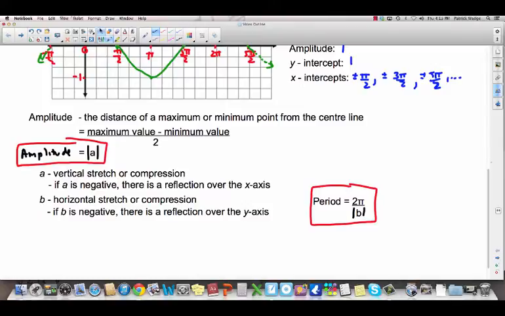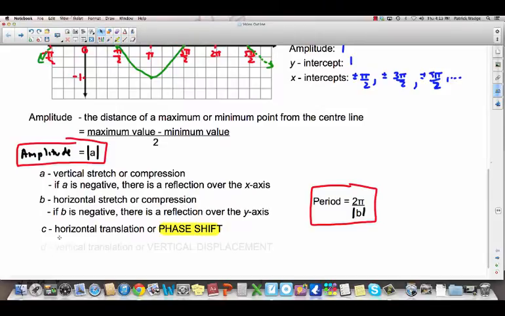Okay, next, C. C, just like before, is a horizontal translation. You also call it a phase shift, only when you're talking about trigonometric functions. No idea why they couldn't do that all the time, but that's what they do in this case. And D is, just like before, a vertical translation. But when you're talking about trigonometric functions, you give it a different name, vertical displacement. Doesn't matter if you use horizontal translation and vertical translation, or you can call it these two things. Your book will probably call it these two things.